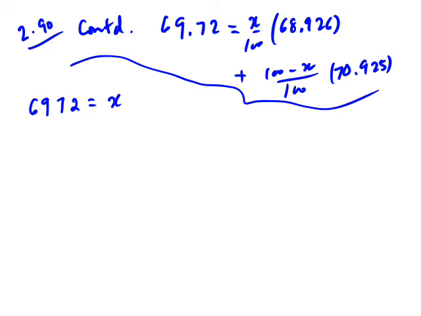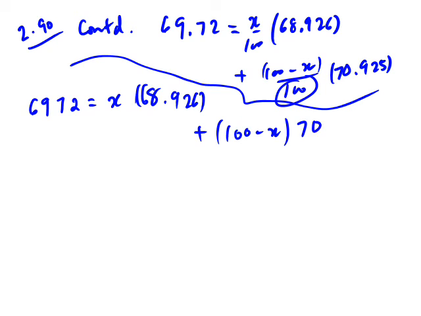x times 68.926 plus, keep in mind, the bottom 100 is gone now because we multiplied by 100. So it'd be 100 minus x times 70.925. So let's write down that first. 100 minus x times 70.925. Okay, let me change the color of the pen.